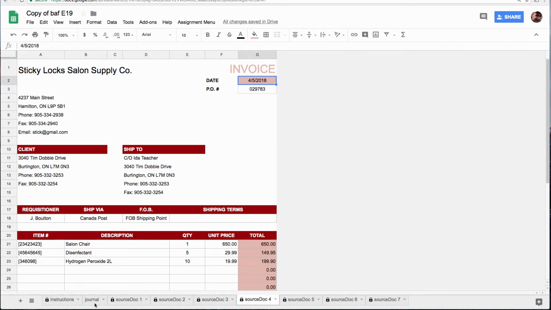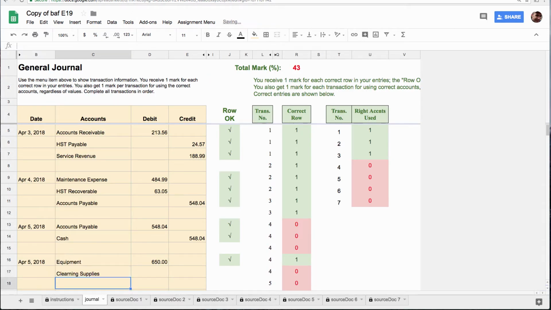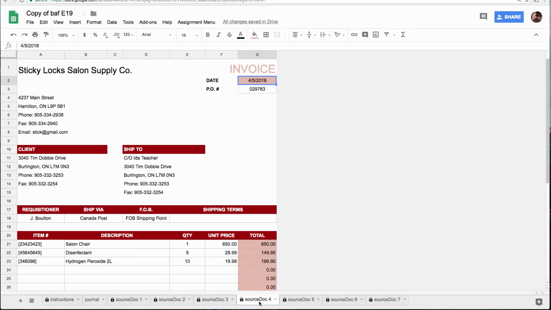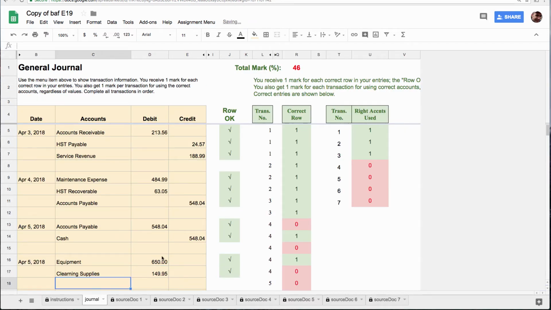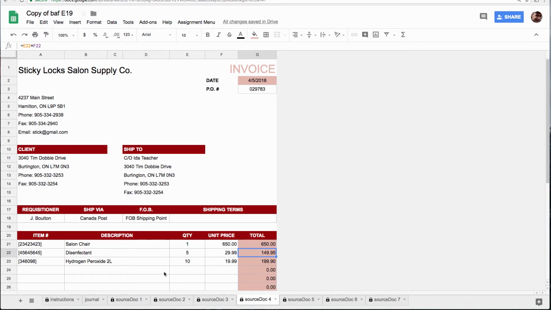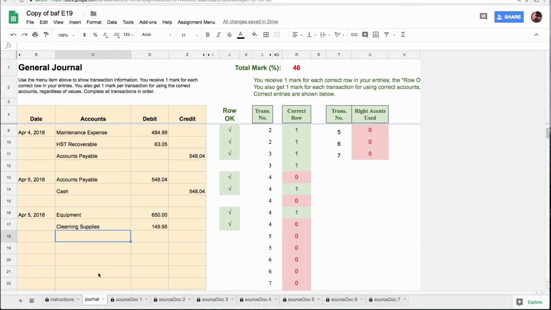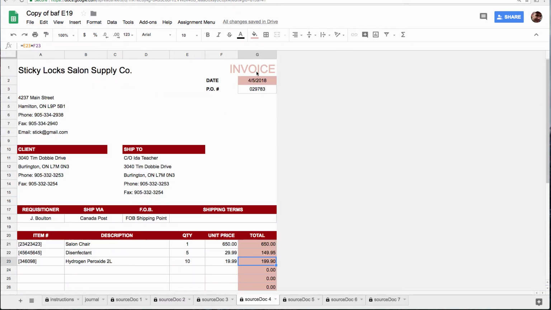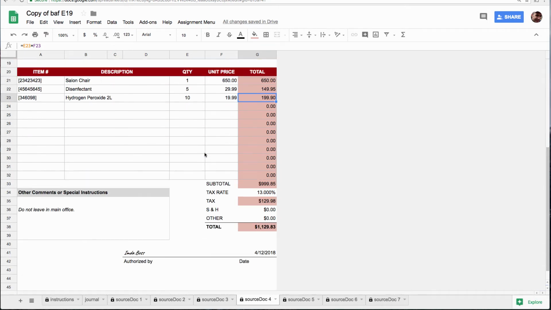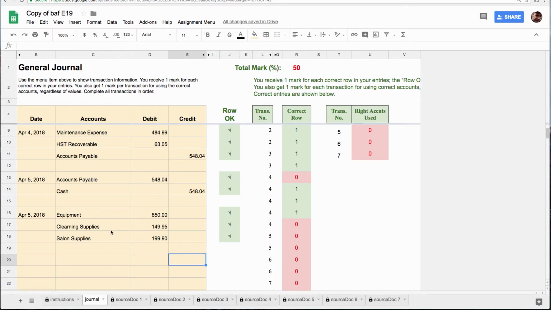Source document 4. I've got disinfectant. Is there some kind of cleaning, oh, there is cleaning supplies. Disinfectant, and it was $149.95. So we'll go back to our journal, $149.95. And that's right. Next one we said was hydrogen peroxide, which is actually used for highlighting and stuff. So this $199.90, this big bulk order, is probably going to be some kind of supplies. We've got salon supplies, right? So salon supplies of $199.90, and that's correct. And all of that is going to be owing because it's an invoice. There's no check, and it doesn't say we paid. So it's an accounts payable to a supplier, but for 3 different things.